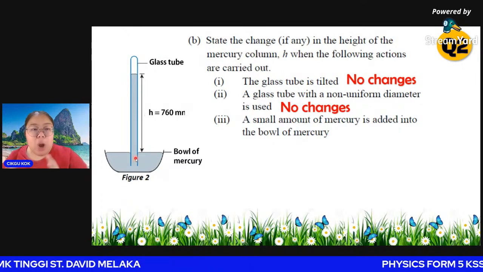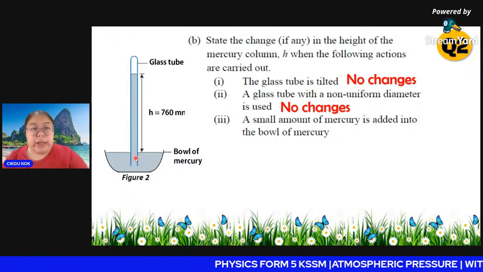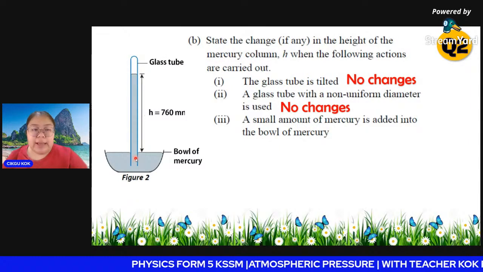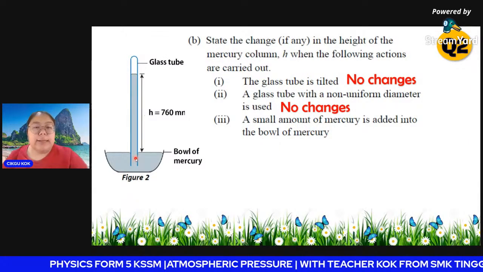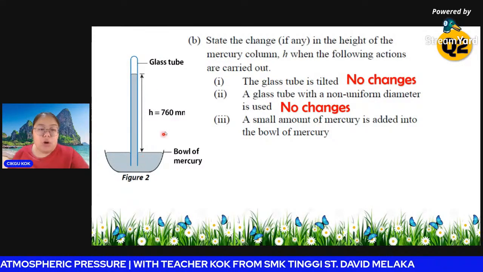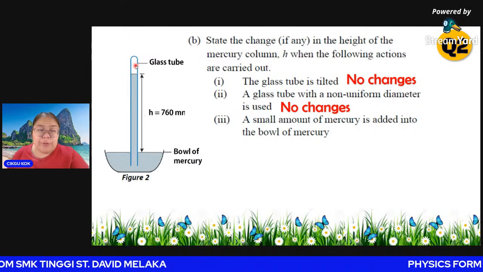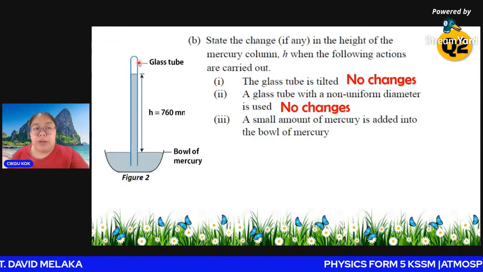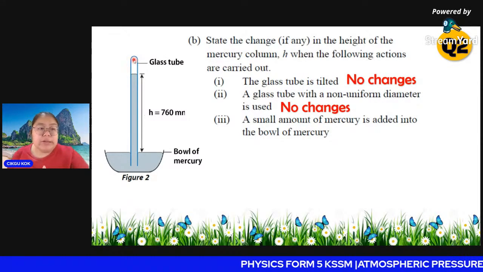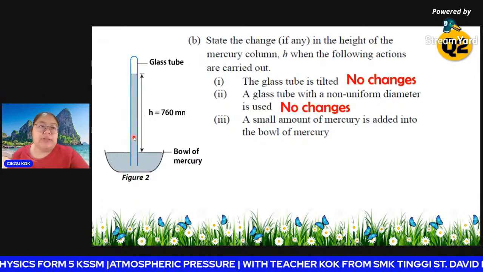You bring the whole barometer to a high mountain. That means low atmospheric pressure, then the H will drop. Okay, number two, how to make the H drop? You take a straw, then you blow. After you blow, the air bubble goes up to the top. That means this part is no longer a vacuum. It already has gas, so the gas will push the mercury down. That is what we call H decreasing.